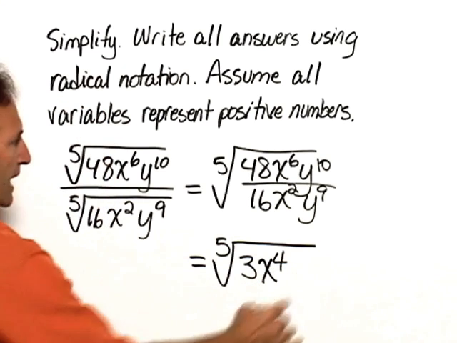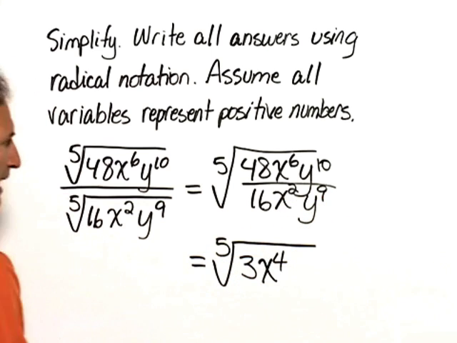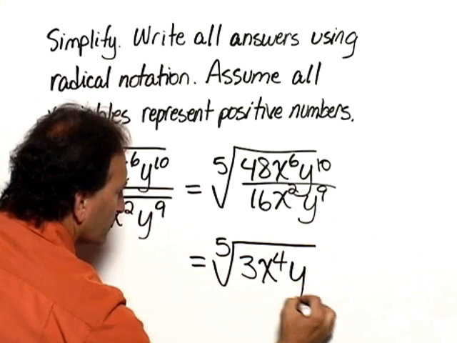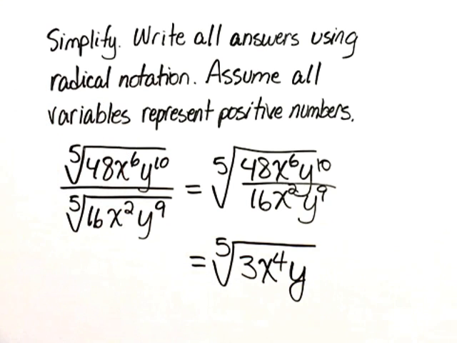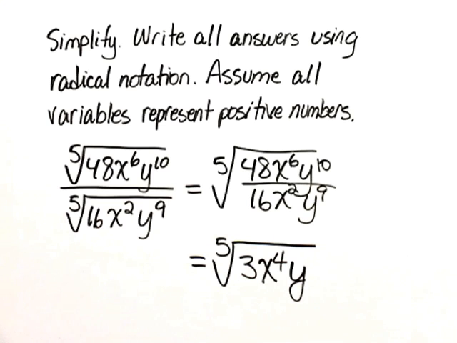And then we again subtract the exponents. y to the 10th divided by y to the 9th. 10 minus 9 is 1. So it's y. And if we could, we would look for perfect roots for the fifth root. But there are none. So therefore, our answer is the fifth root of 3x to the 4th y.